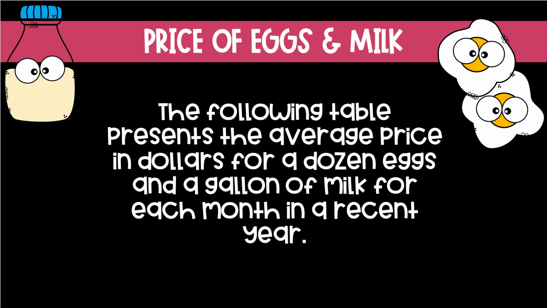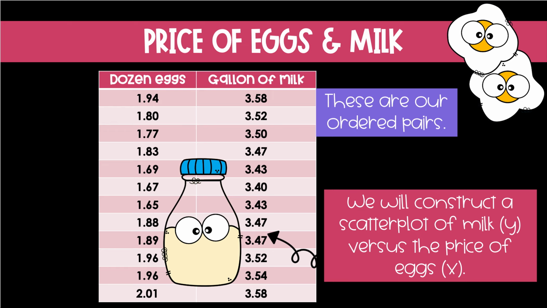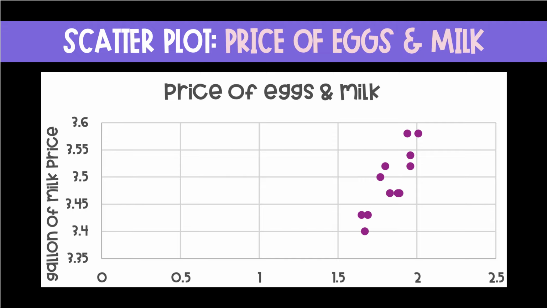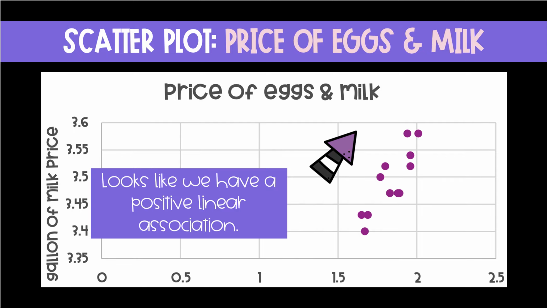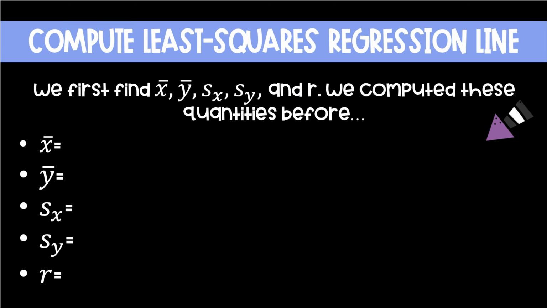From the previous example, let's recap what we did in the last section. We took the average price in dollars for a dozen eggs and a gallon of milk for the 12 months of a recent year. These were the prices, and we constructed a scatter plot. We plotted each of those prices of eggs in relation with the prices of the gallon of milk. We had that it was a positive linear association, and we computed the correlation coefficient.